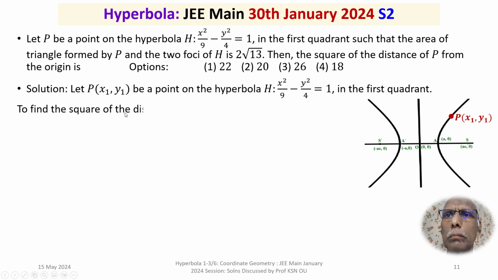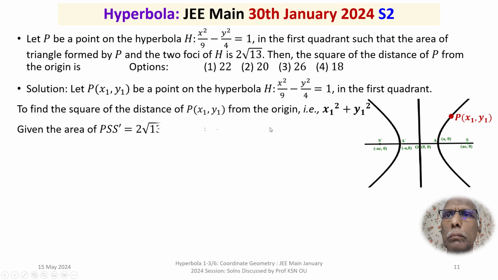Now, what is to be found? The square of the distance of P, whose coordinates are x1, y1, from the origin. What is the distance? x1 square plus y1 square. This is to be found. So that means you have to find the coordinates of P, then find x1 square plus y1 square. Let's look at the given data.